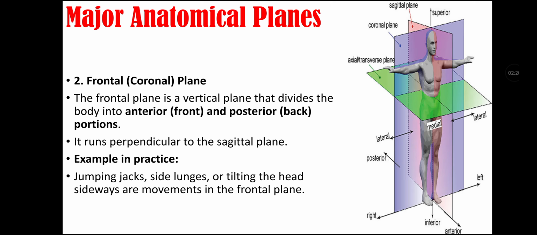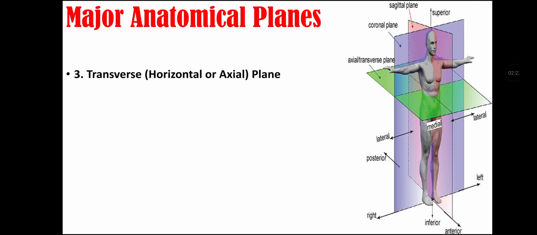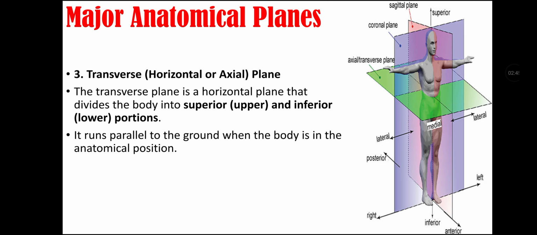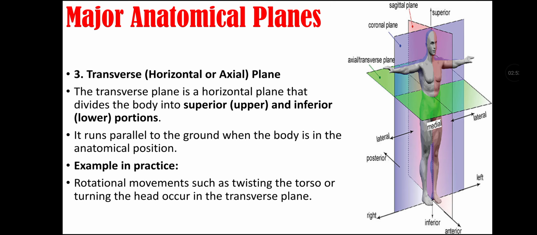The next major anatomical plane is the transverse plane, that is also called the horizontal plane or axial plane. The transverse plane is a horizontal plane that divides the body into superior and inferior portions. Or we can say a horizontal plane that divides the body into upper and lower portions is called the transverse plane. It runs parallel to the ground when the body is in the anatomical position. Examples in practice of the transverse plane are rotational movements such as twisting the torso or turning the head that occur in the transverse plane.